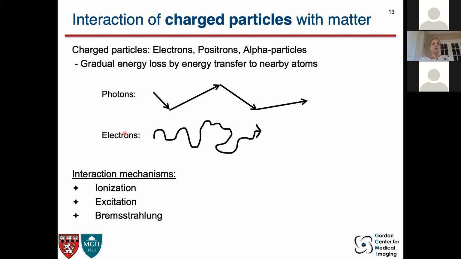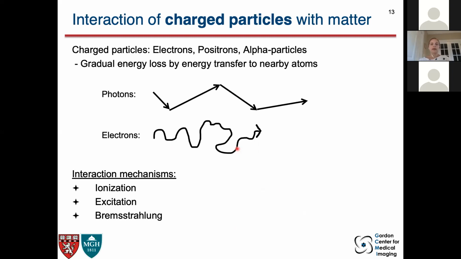For electrons, however, given that it will continuously interact through the Coulomb force with the nuclei and the electrons in the material, we will have a gradual energy loss. So it will gradually lose energy by energy transfer to nearby atoms. So the path would be continuous in that sense.